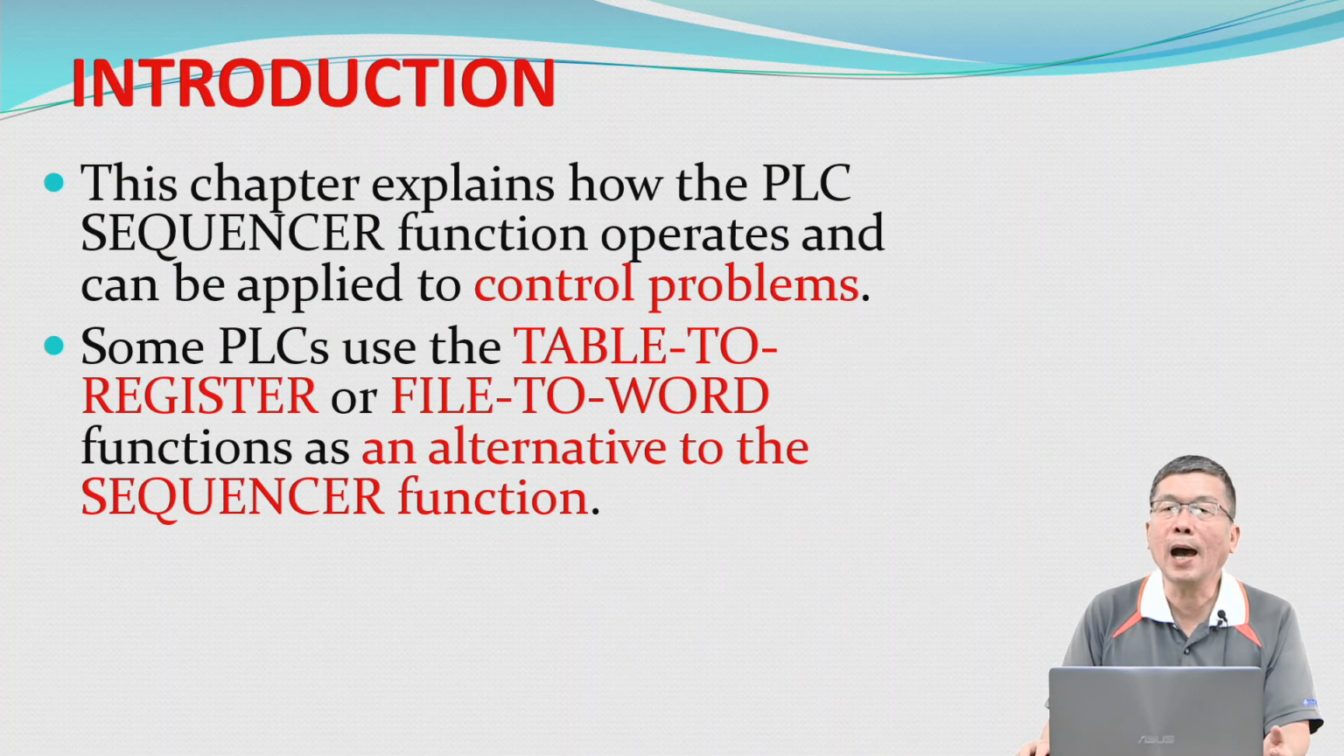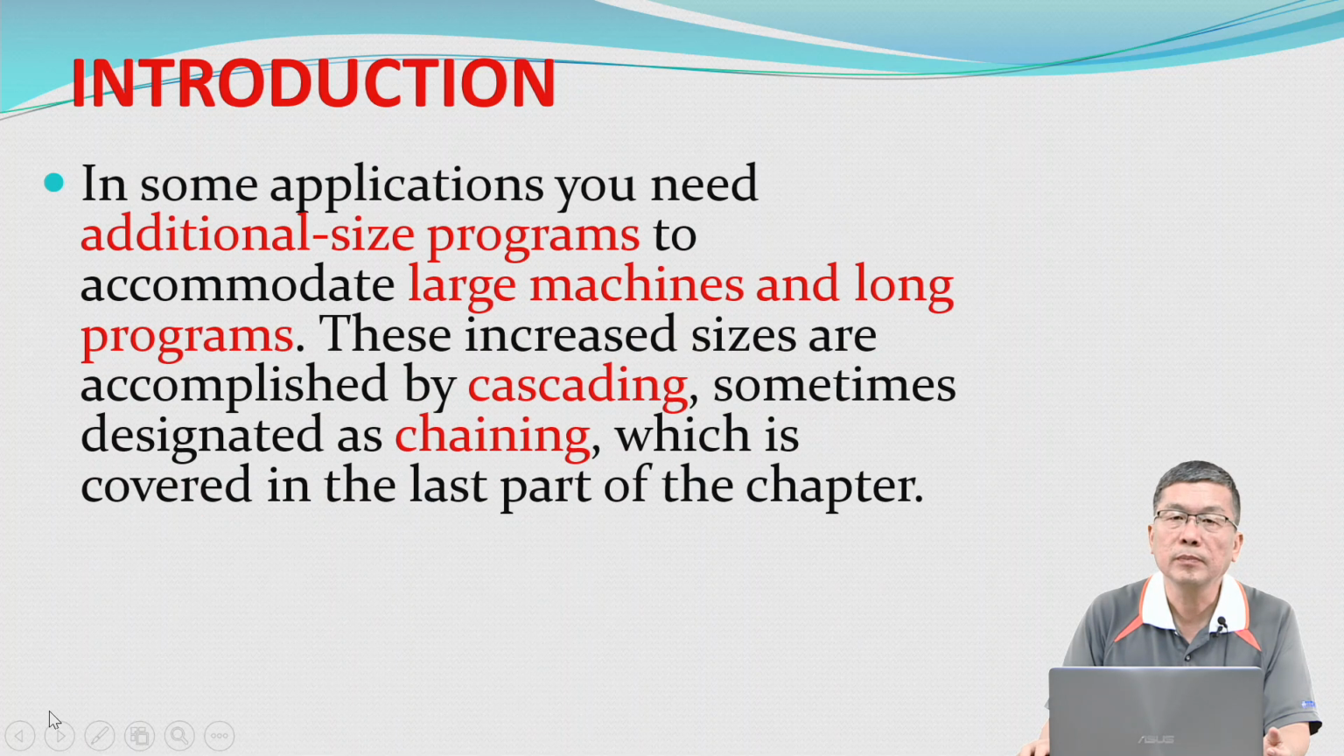This chapter explains how the PLC sequencer function operates and can be applied to control programs. Some PLCs use the table to register or file to word function as an alternative to the sequencer function. In some applications, you need additional size programs to accommodate large machines and long programs. This increased size is accomplished by cascading, sometimes designated as chaining, which is covered in the last part of the chapter.